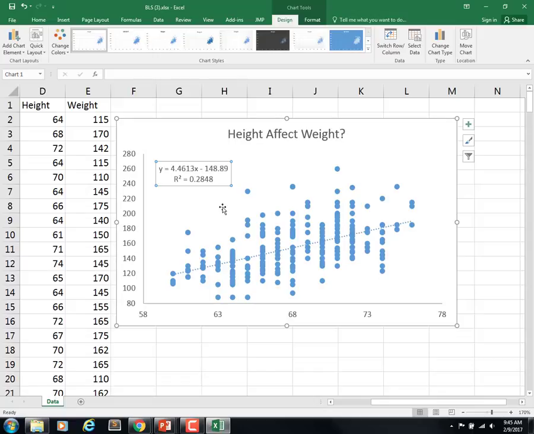So it's saying as I get an inch taller, I gain about 4.5 pounds for each additional inch that someone is tall. The r squared tells me the amount of variation of weight that is explained by height. So height explains about 28% of the variation in weight.